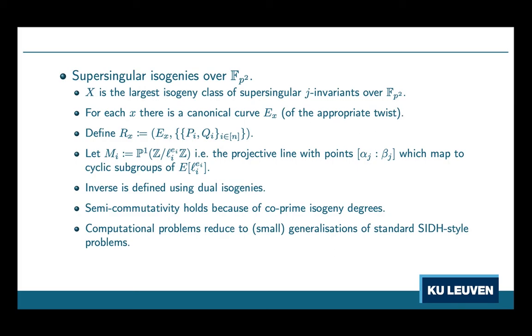And the generalization here is that instead of having only 2 powers of primes, we have up to n, but for our protocols we in fact have n equal to 2 or 3. And so the security assumption is very much the same.